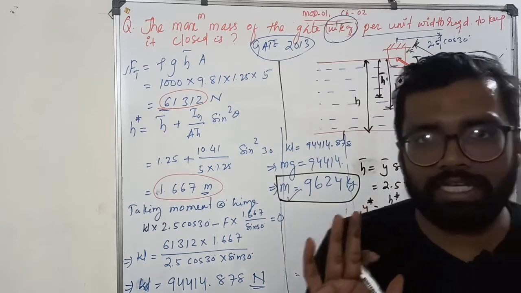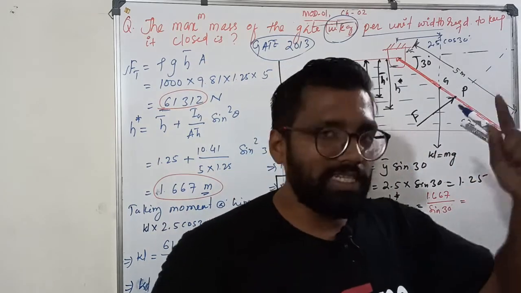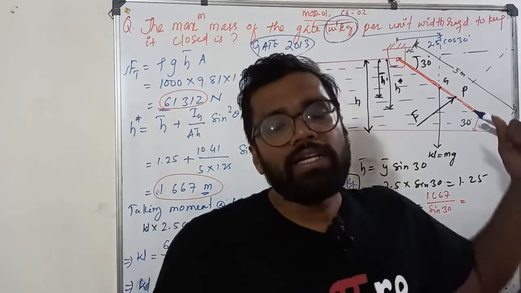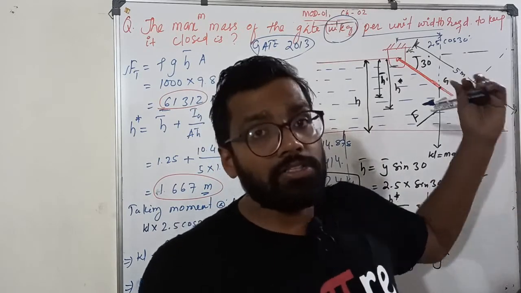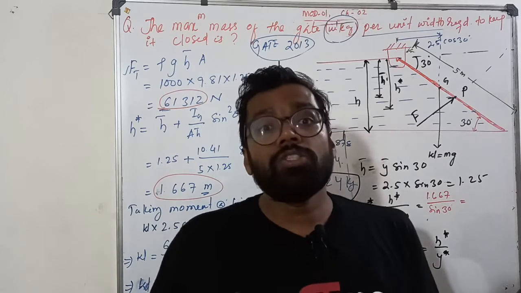See, what is your design? Design means only two things. One is dimension, the second one is material. The dimension they have already given, that is 5 into 1. You cannot change that. The angle they have also given, 30. You cannot change that. So what do you have to change?